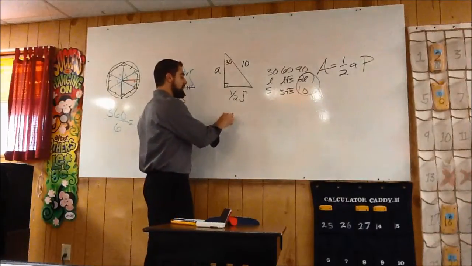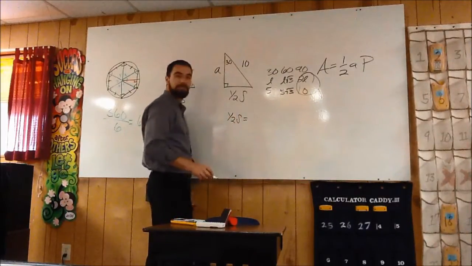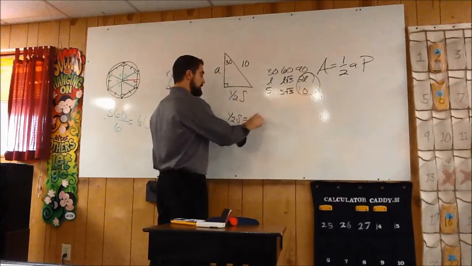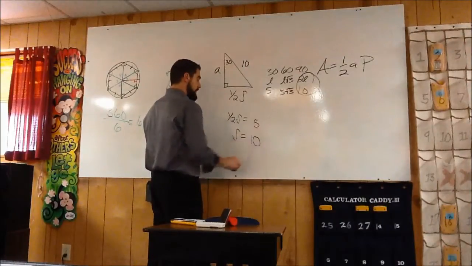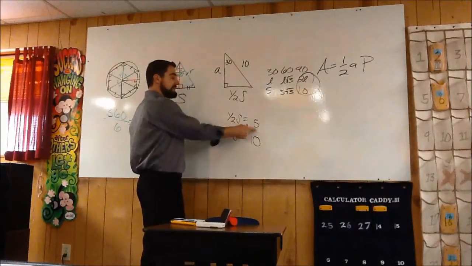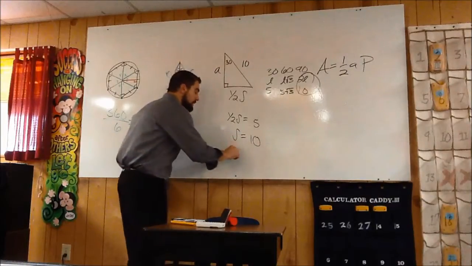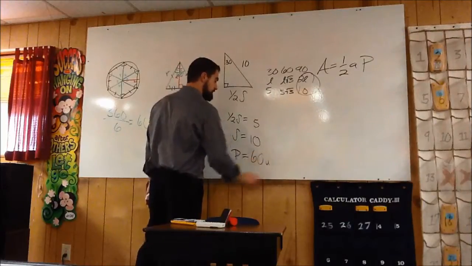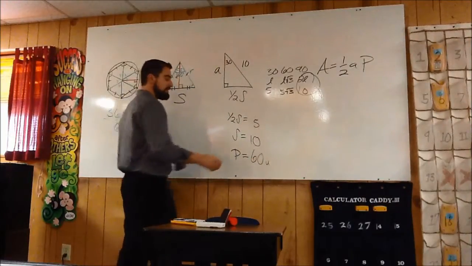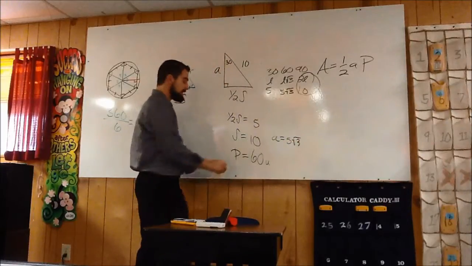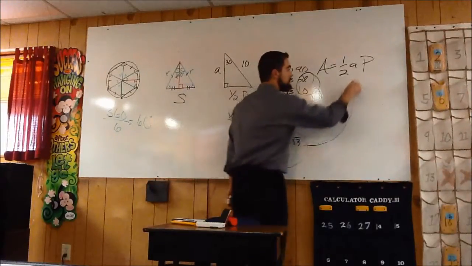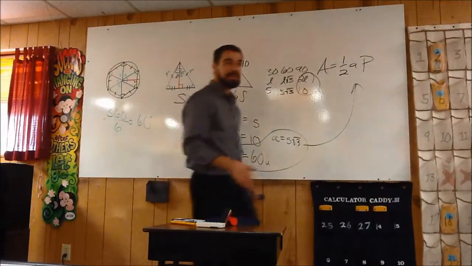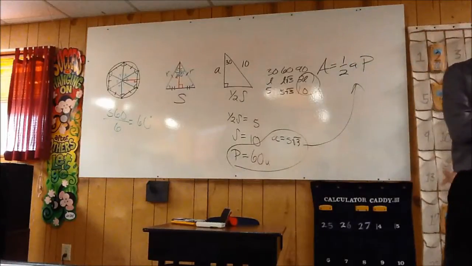So half of my side length is equal to what? 5. So what is my whole side length equal to? 10, because if half of it is 5, then the whole is 10. What's my perimeter then? It would be 60 units. Then my apothem length is 5 square roots of 3. So I can take these two values and plug them into that formula. So this is just the process of how we're going to go about finding the area of these regular polygons.